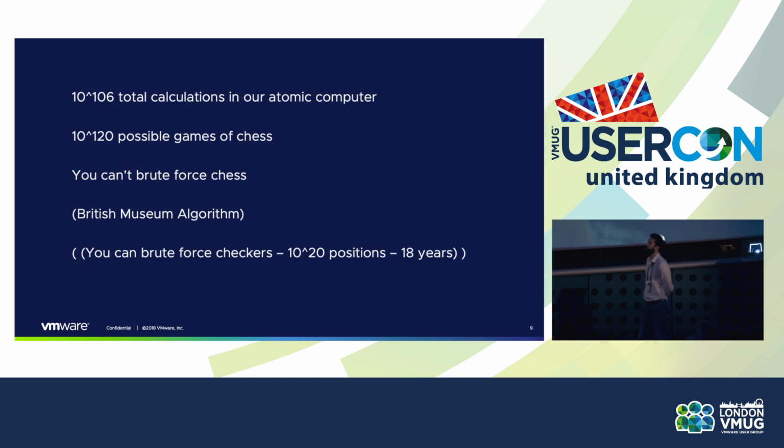So we go back to our universe figures. If you imagine our atomic computer that we built, that can do one operation per atom per nanosecond for the history of the universe, if we try to use that to calculate all of those possible chess games, we would get to, we're basically 14 orders of magnitude off. So we're nowhere near even looking at every game of chess that you could play. That's called the British Museum algorithm, and that's basically brute forcing trying to play chess.